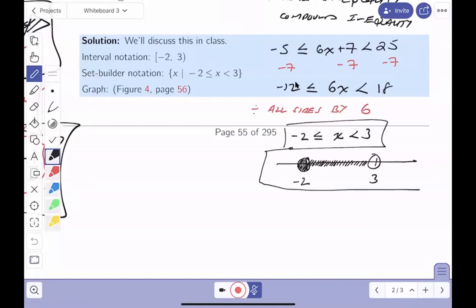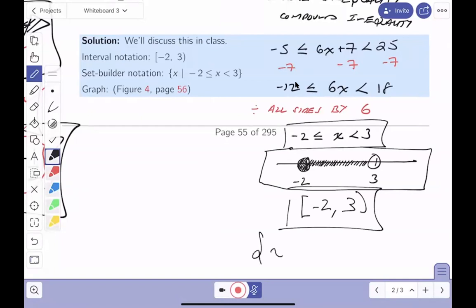This is the graph. Right? I'm going to put my intervals down now. Check with the key later. And what's that going to be? Minus 2, comma, 3. That's done. Set builder: x such that, put the solution down.